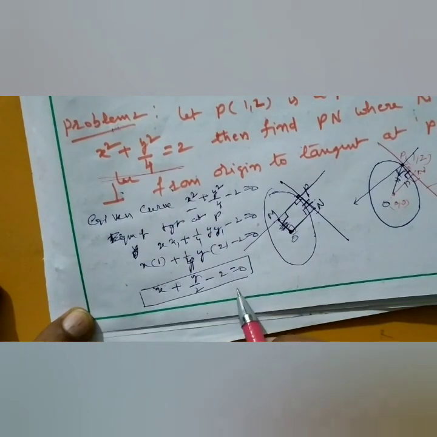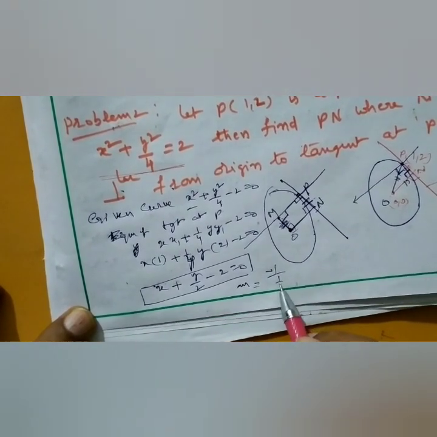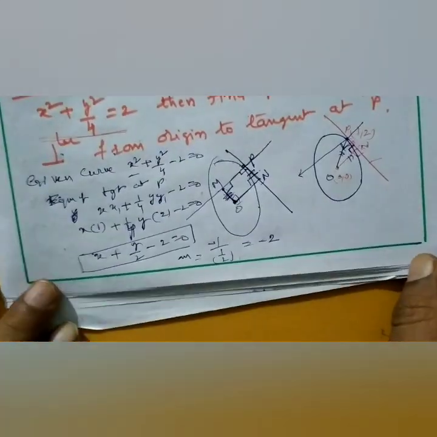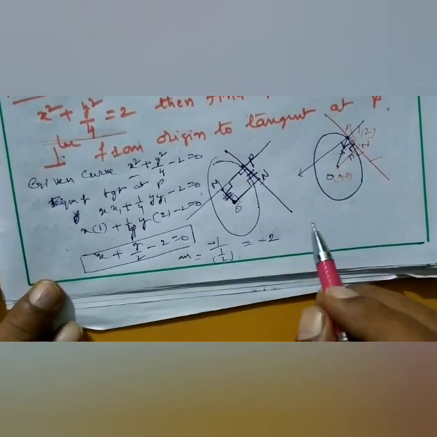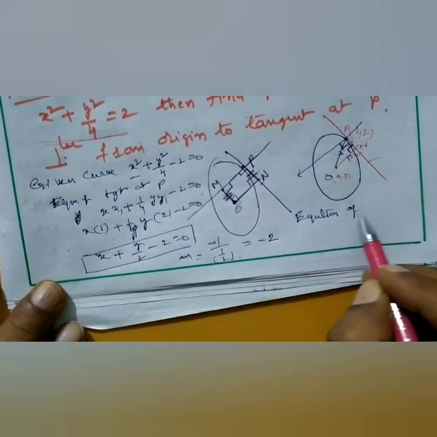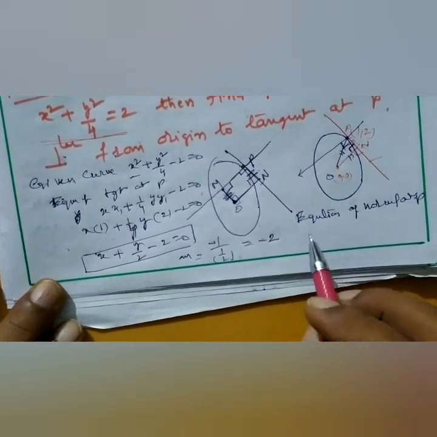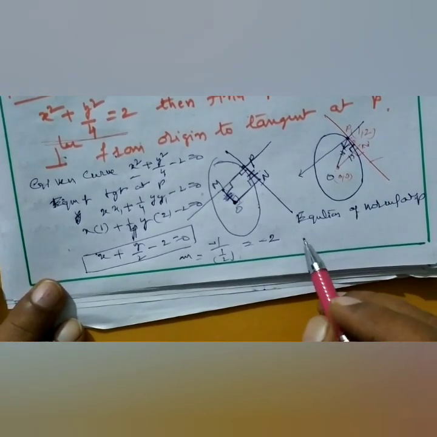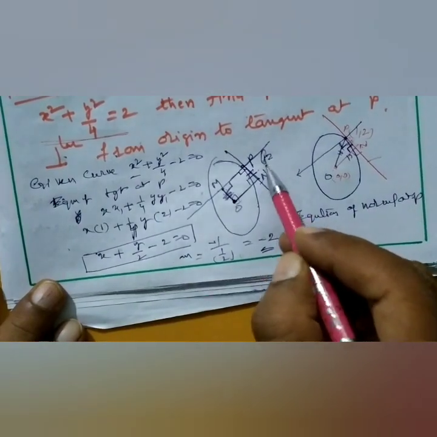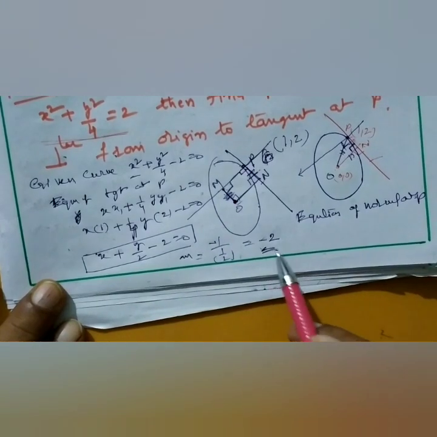What is the slope? Slope of the tangent m is equal to minus 1 by the y coefficient, which is 1 by 2, that is equal to minus 2. But we need the normal equation here. So what is the equation of normal at P? Slope is minus 2, point is 1 comma 2. 1 comma 2 is the point and the slope is minus 2.